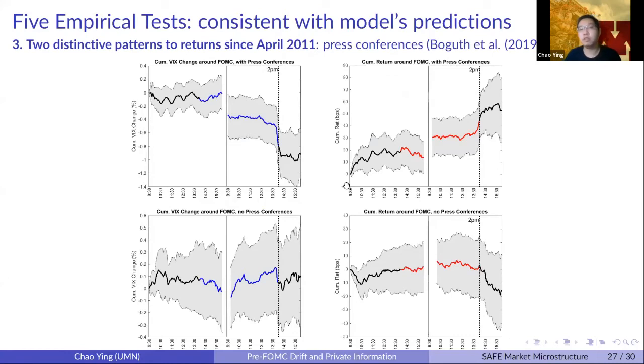Third, since April 2011, the Fed starts to introduce the press conference after half of the announcements. And the literature finds that the pre-announcement drift since April 2011 is only limited to the announcements with press conferences. In the paper, I show you that the uncertainty reduction pattern also only happens with announcements with press conferences. When the announcements have no press conferences, on average, there's no uncertainty reduction before announcement, and also there's no pre-announcement drift. Therefore, the two different patterns of the returns since April 2011 are also consistent with my model's predictions.